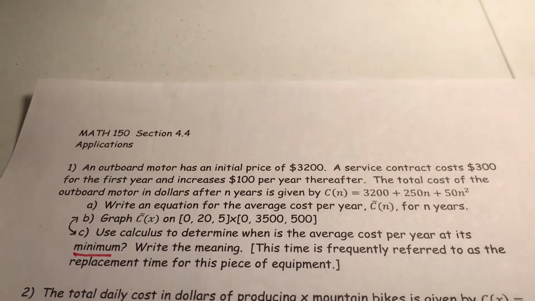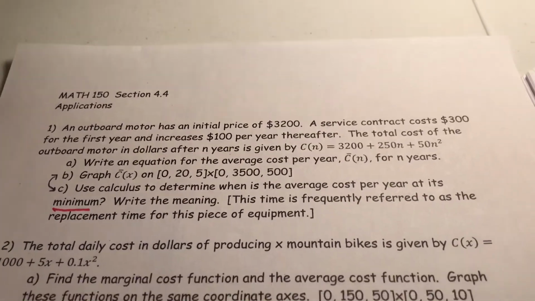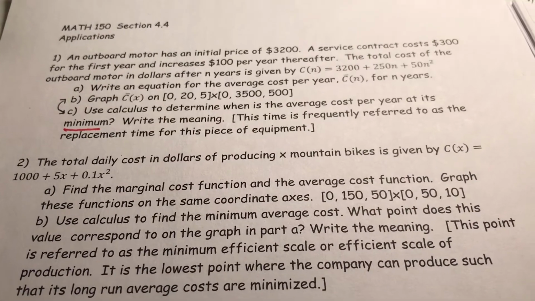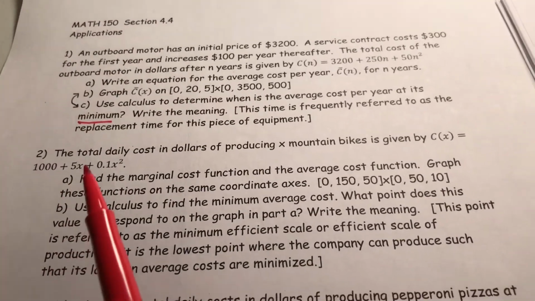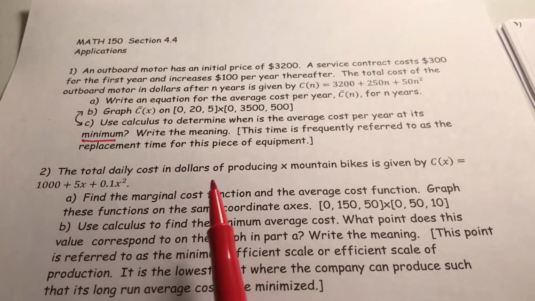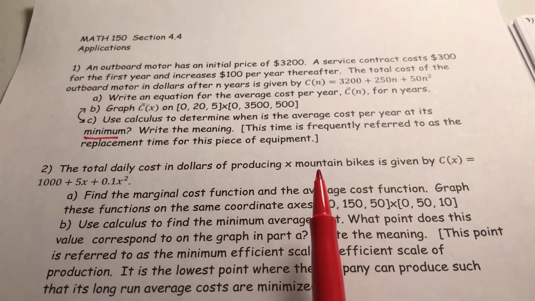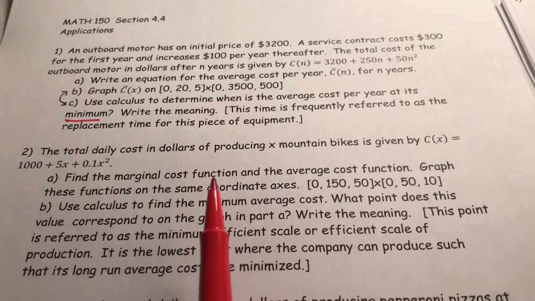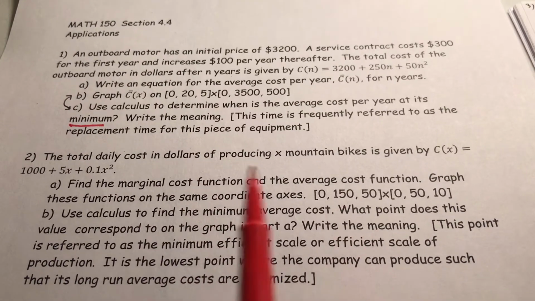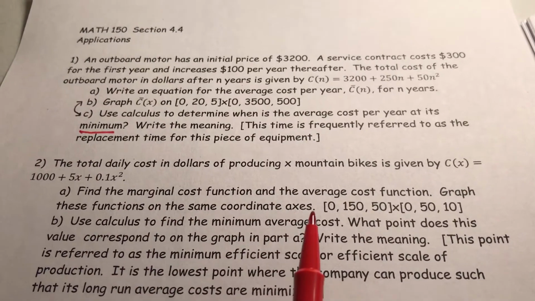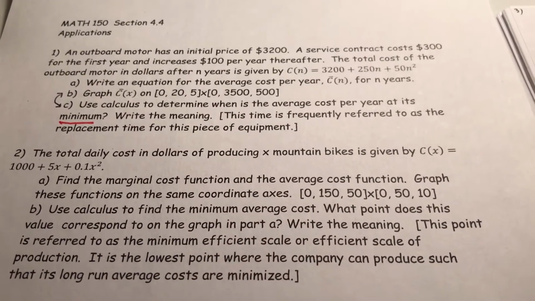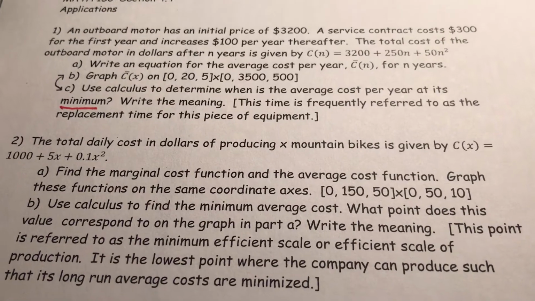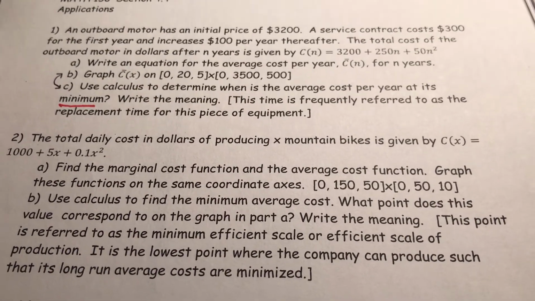We're doing applications, and this is section 4.4, getting ready to do number 2. Again, we're looking at maximums and minimums. So first derivative analysis. The total daily cost in dollars of producing x mountain bikes is given by this cost function. Find the marginal cost function and the average cost function. Graph these functions on the same coordinate axes. So there is something in this for you economics fans, looking and comparing average cost and the marginal cost.